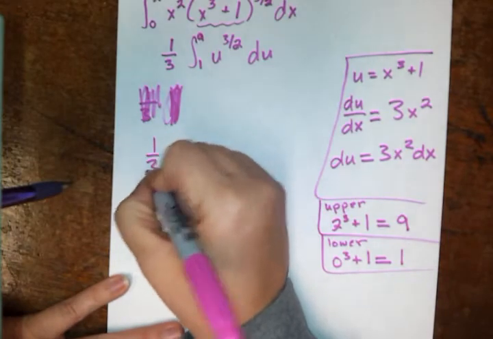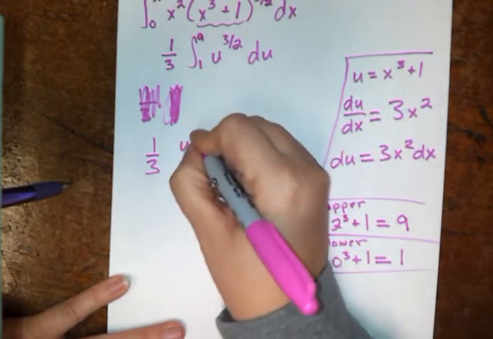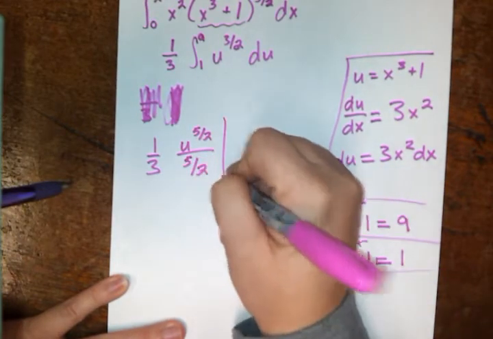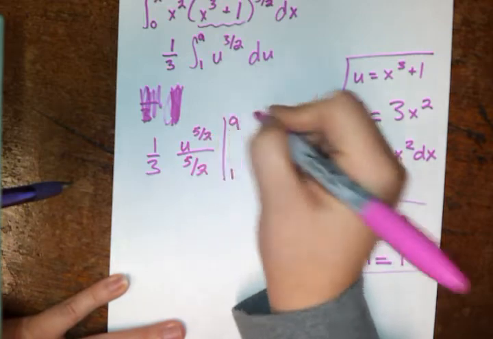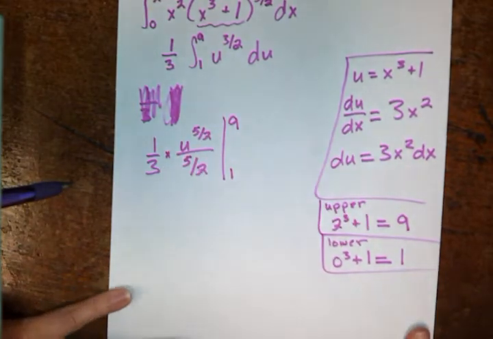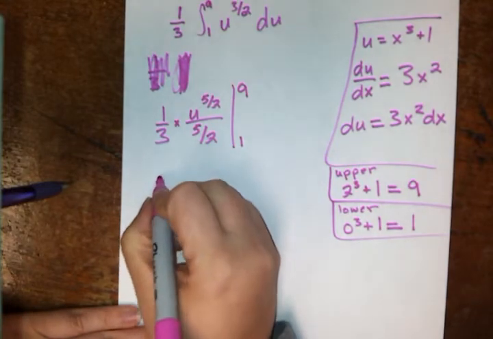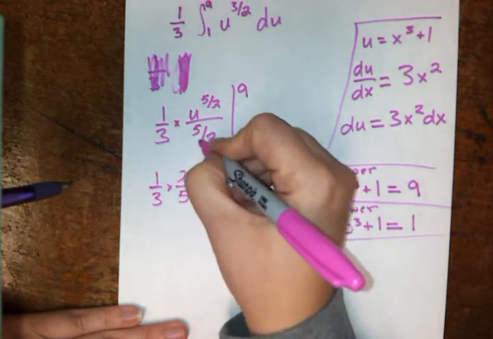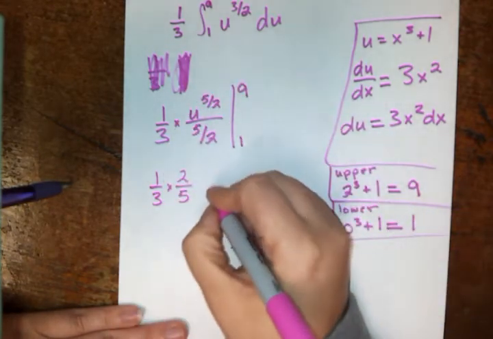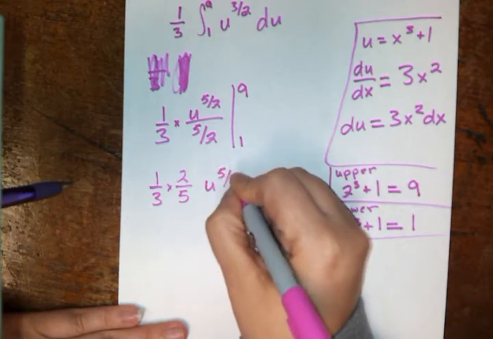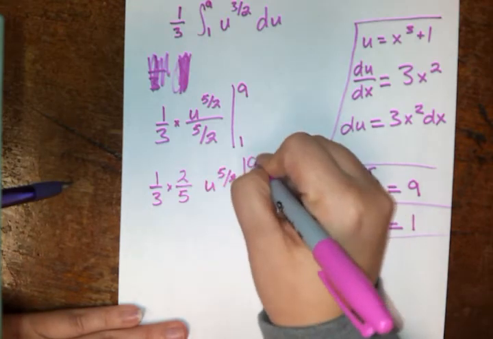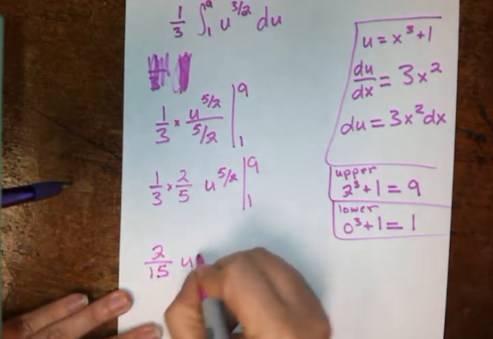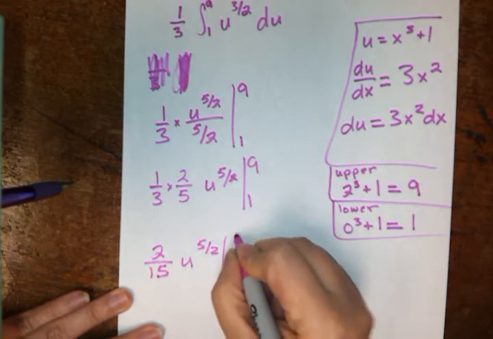That's 1/3. Well, the integral of u to the 3/2 is u to the 5/2 over 5/2, and we're evaluating that from 1 to 9. And so we're just kind of multiplying that together. So that gives me 1/3 times 2/5. I'm bringing this 5/2 up out of the denominator, so I have to flip it. Times u to the 5/2, and that's from 1 to 9. So that gives me 2 over 15 times u to the 5/2 from 1 to 9.